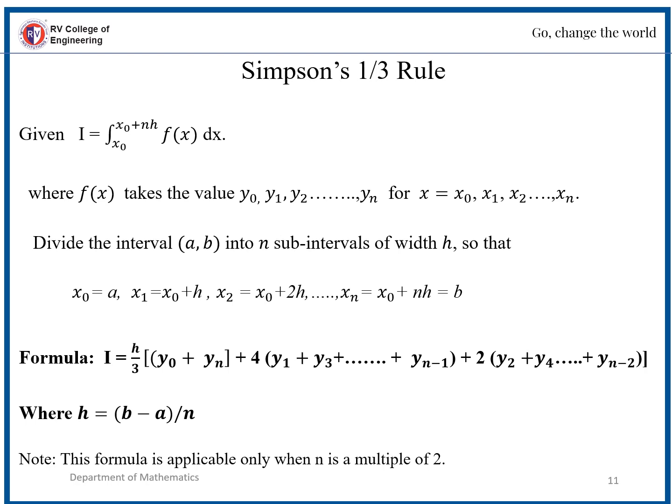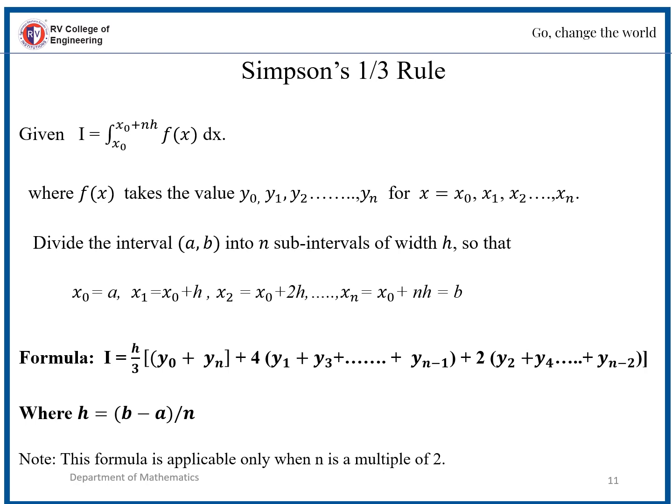Let us divide the interval x0 to x0 plus nh into n sub-intervals of width h. So x0 would be equal to a, x1 is x0 plus h, x2 would be x0 plus 2h, x3 would be x0 plus 3h, and so on to xn, which is equal to x0 plus nh. Call that b.